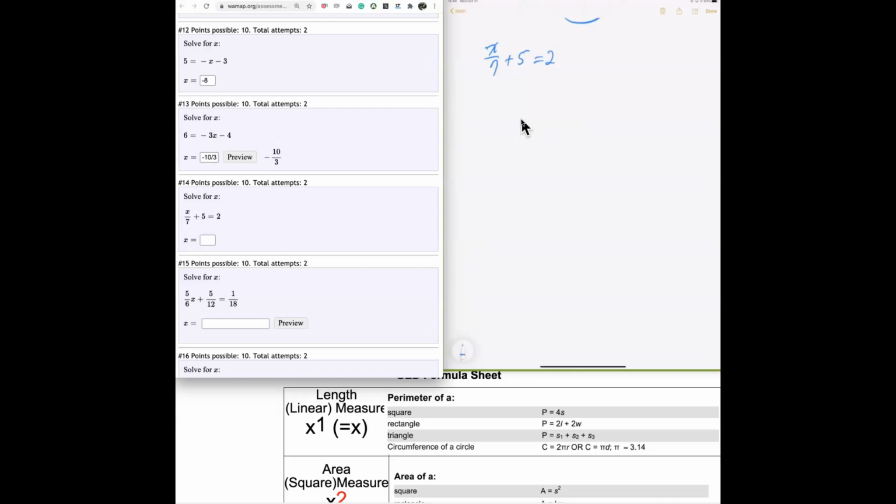I'm liking that x is already on the right, so let's take a look at that 5. What are we going to do? 5 is being added to the x and we're going to take 5 away.